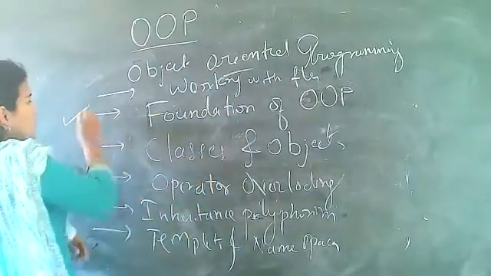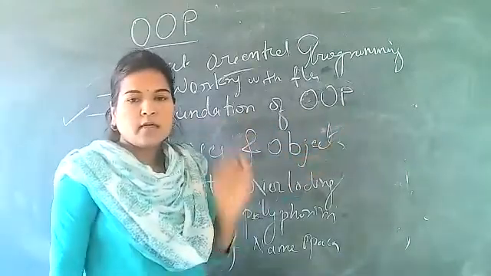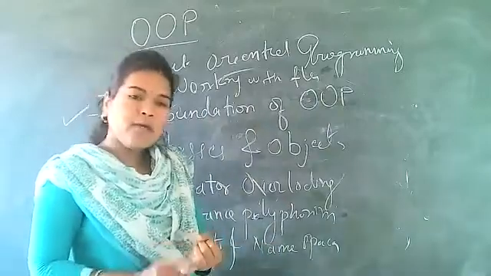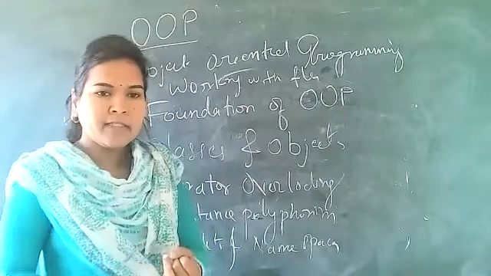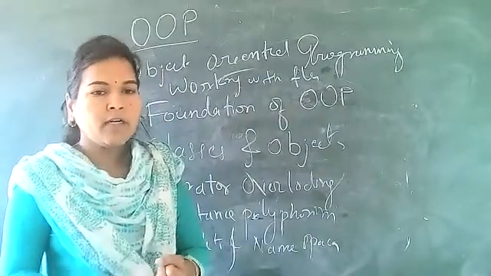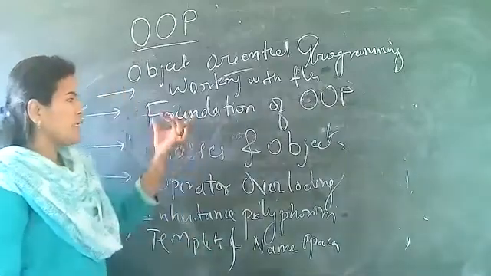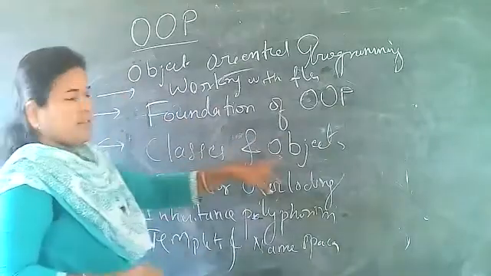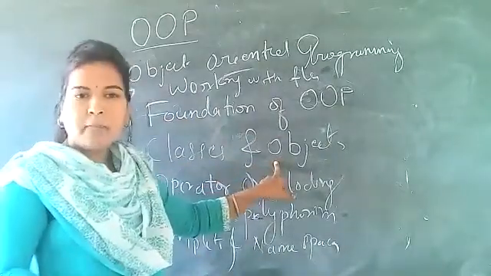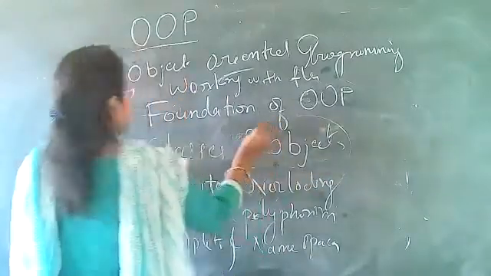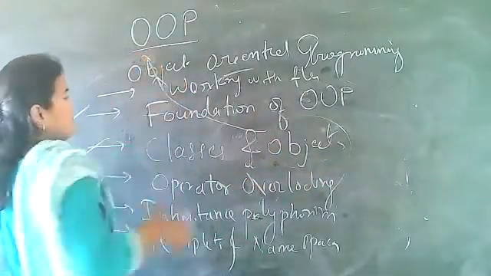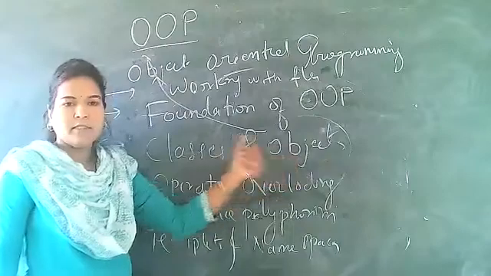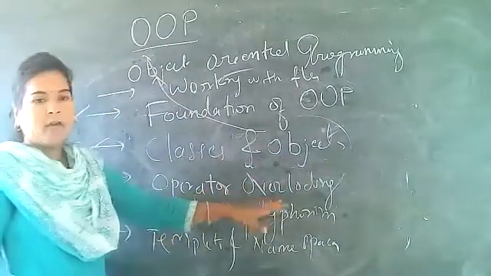First we will study the foundation of OOP. In this chapter, what will we study? The basics, why we use OOP, and what the benefits are. What the procedures are, what the advantages and disadvantages are. Totally regarding the foundation, we will study in the first unit. Second is classes and objects. It is very important. Why? The subject name itself is object, right? The subject name includes only object. So the second unit is very important. Third one is operator overloading.